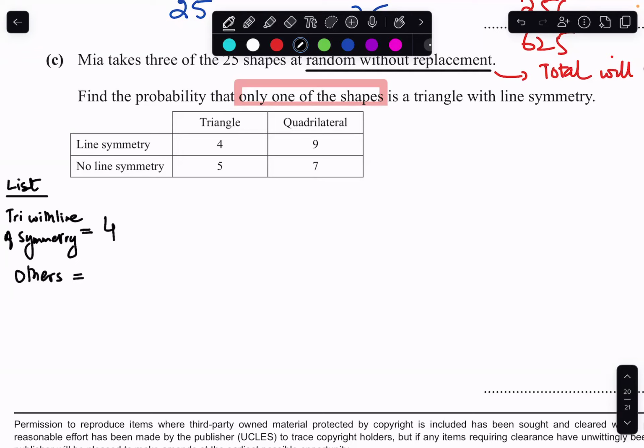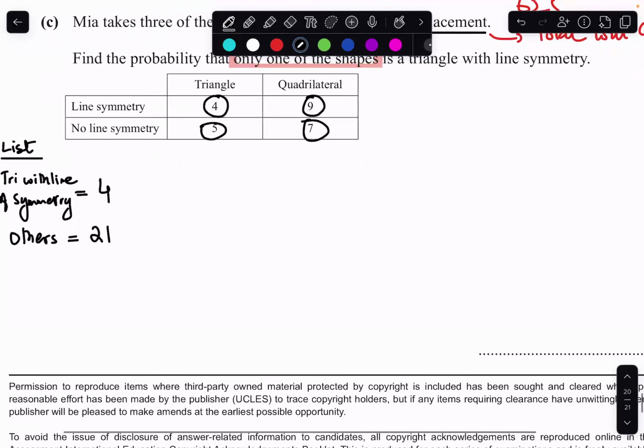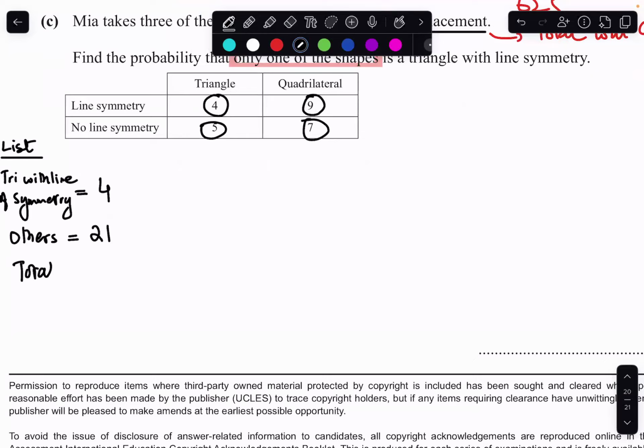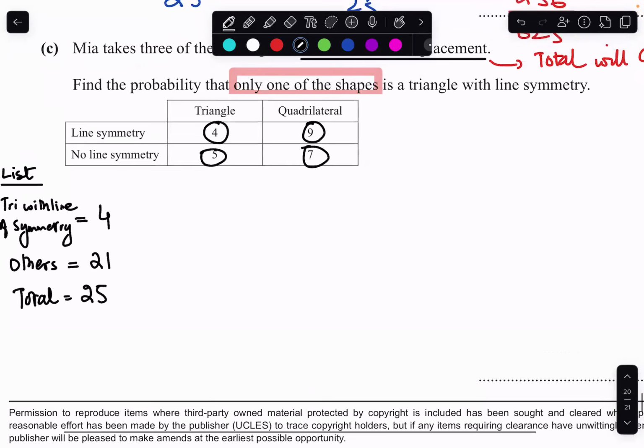How many? Are you sure? If it's 4, the others are 9 plus 7 plus 16. 21. Yes. Okay. And the total is 25. This is why a list is important.